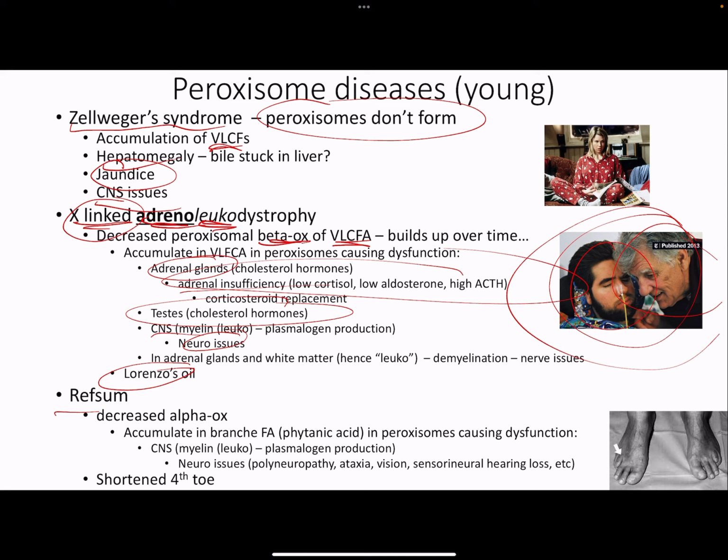Refsum's, we have decreased alpha oxidation. Remember, this is branched chain fatty acids. You get a buildup of something called phytanic acid. Also, over time, it accumulates, peroxisomes don't work. CNS issues, probably other issues too, but this is the one they focus on. Shortened fourth toe, that's going to be the giveaway. They mentioned that, it's Refsum.